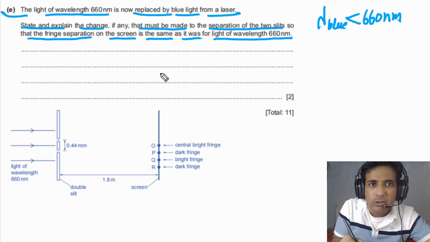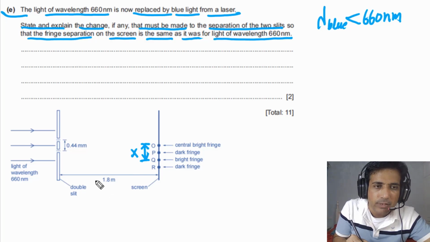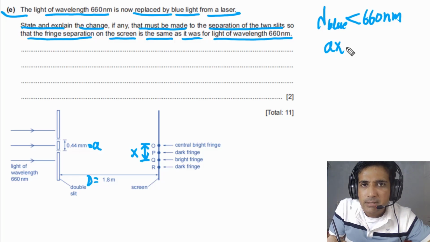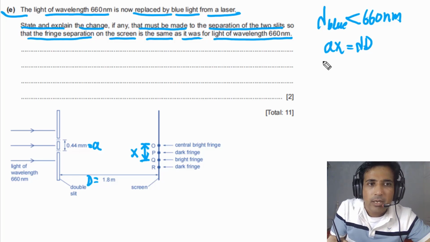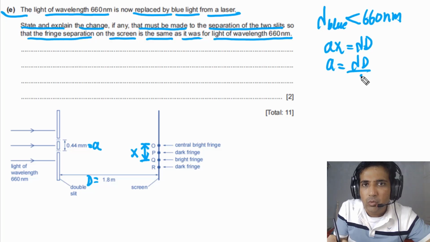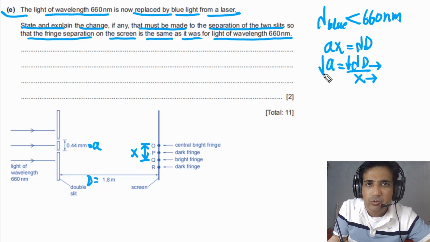For this question, we need to keep x the same. We have to keep fringe spacing the same, which means we have to keep x the same and we have to keep D the same. We have to change slit separation. Now, if we look at the formula, a x is equal to lambda times D. We have to keep x the same and D the same. So we can write a is equal to lambda D over x. So if lambda decreases, it simply means that we have to decrease a.